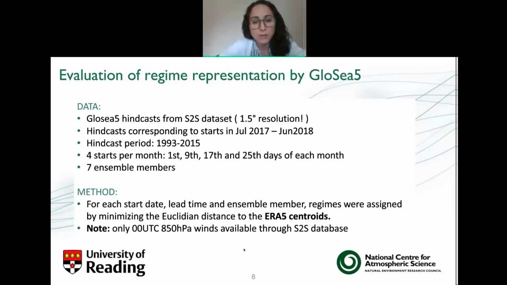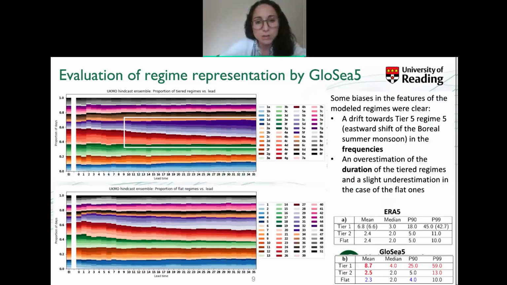There's a very slight difference in how they were designed and how they are assigned, because in the case of the model, we only have midnight winds from the S2S dataset. But that tends to just explain slight differences between what would be the analysis and the first forecast time.